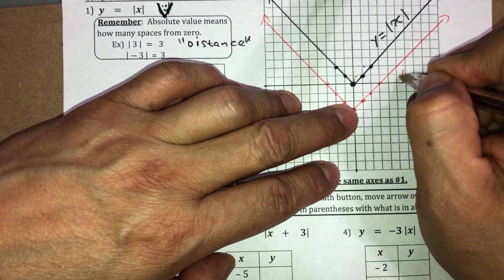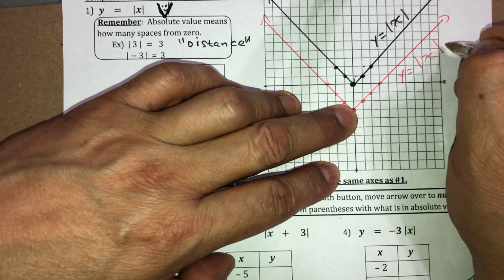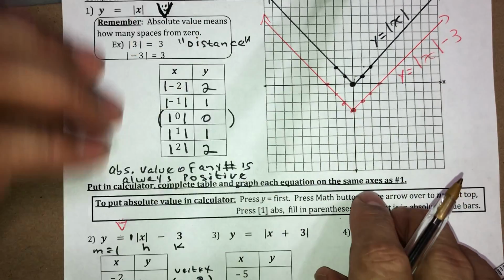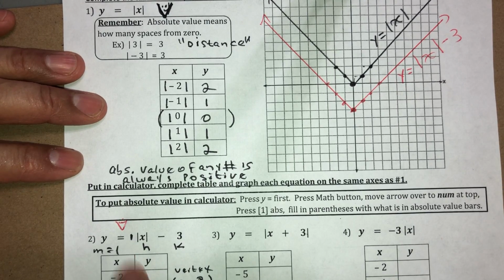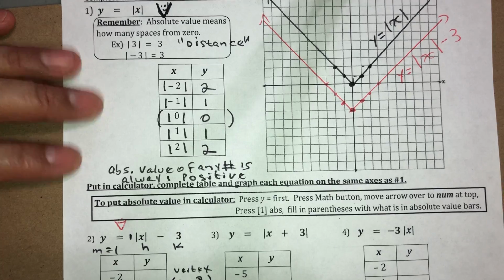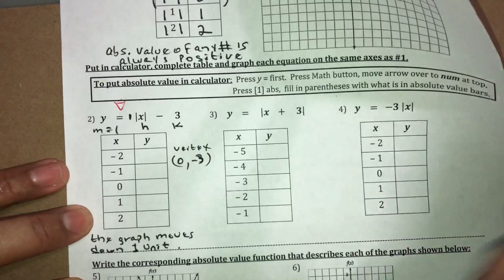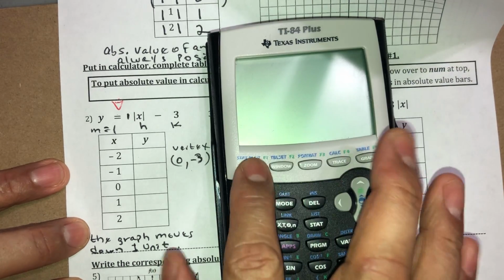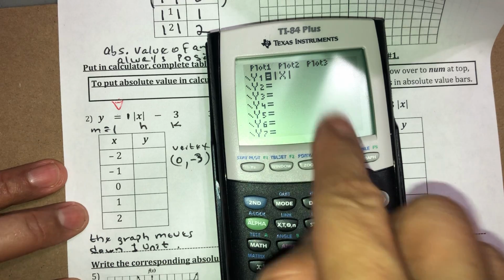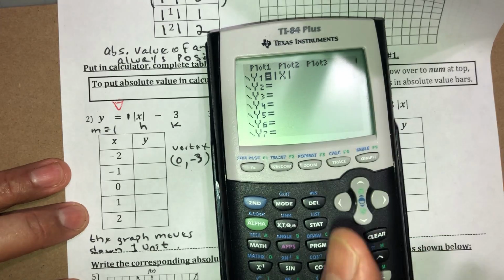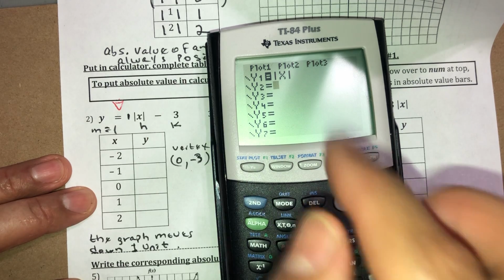So here I'm going to write y equals the absolute value of x minus 3. Now, if I want to find these values of y, I'm going to use my calculator. I'm going to go to y equals, and on my second one, just for now, so I can see what's going on, I'm just going to type this one.